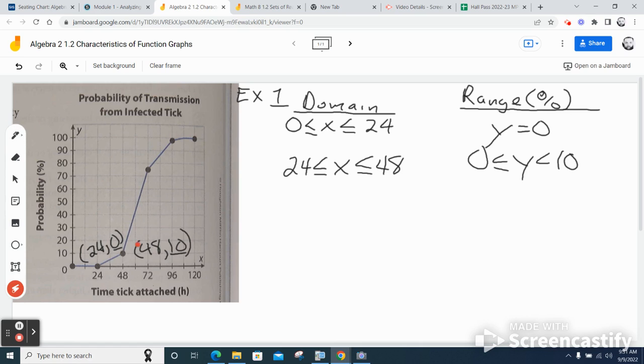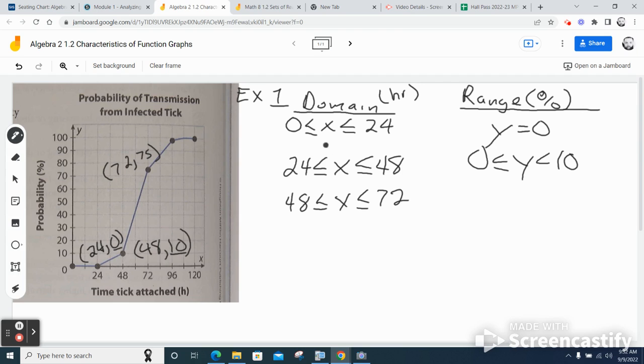So we've got a change from x equals 48 all the way up here to this point. And what's the x value of that point? No, it's 72. 75 is the y value, right? Maybe that's what you were saying. So let's do the x's. So from 48 to 72 hours. I probably should stress this. This is hours after the tick latches on.